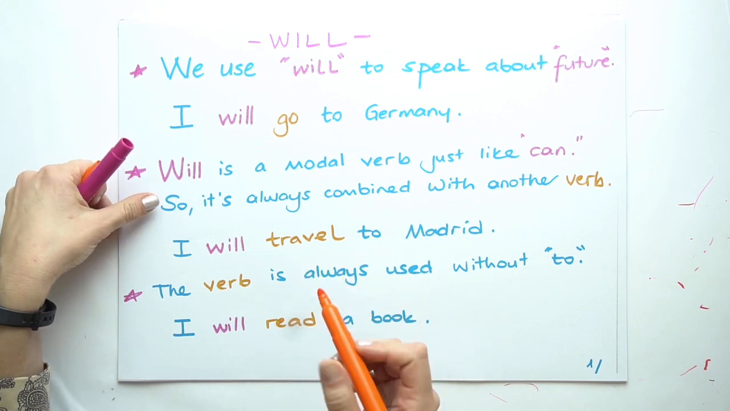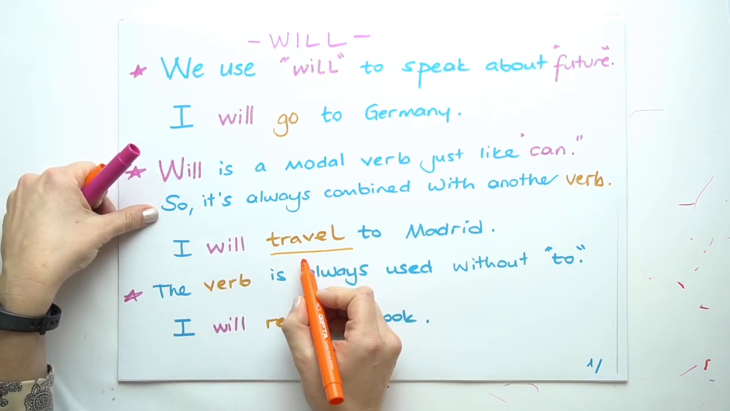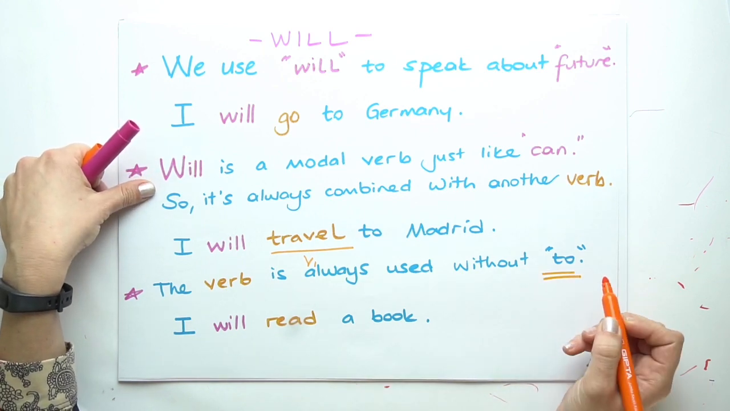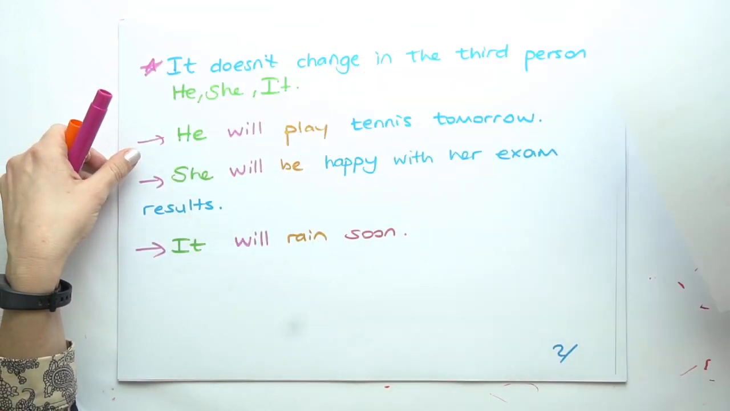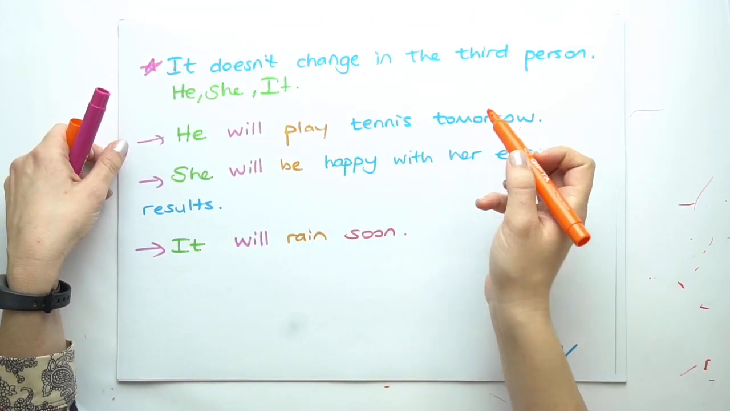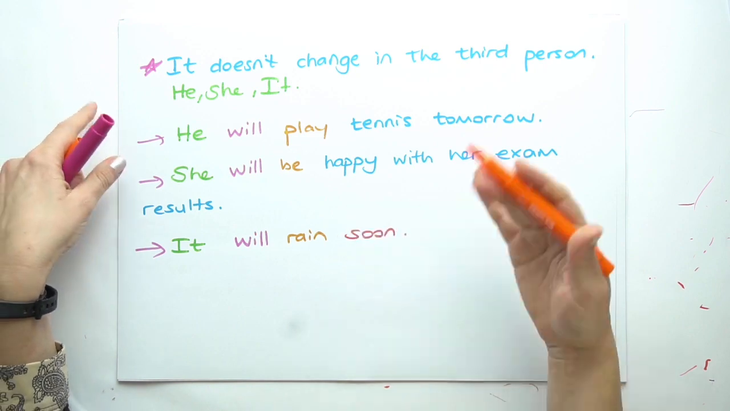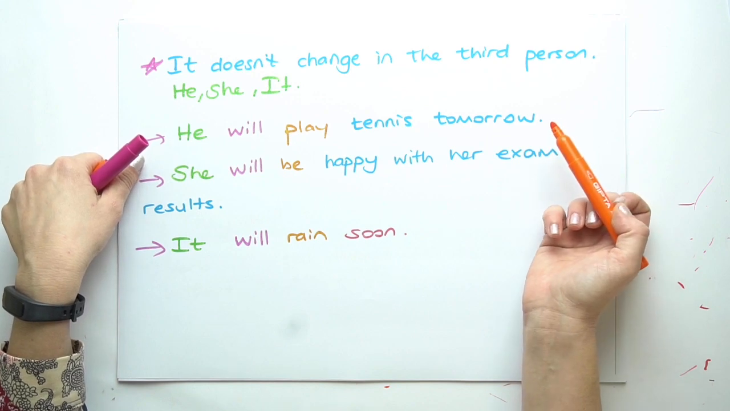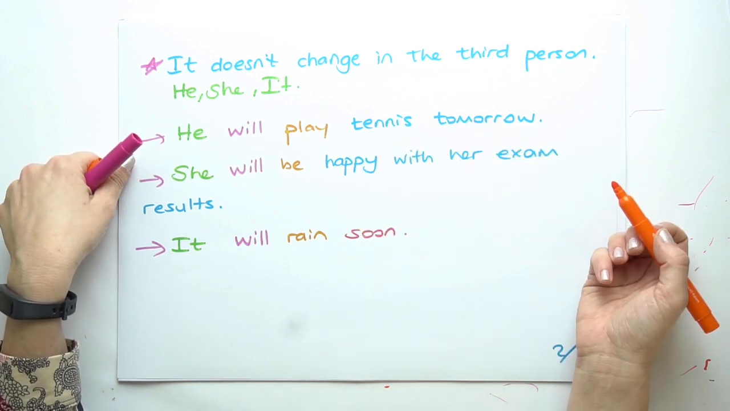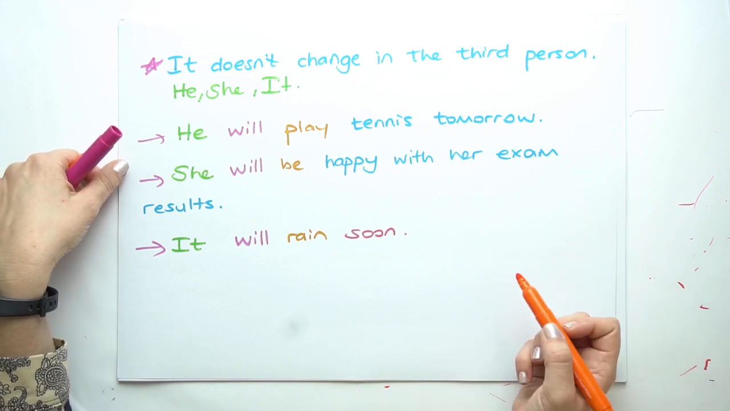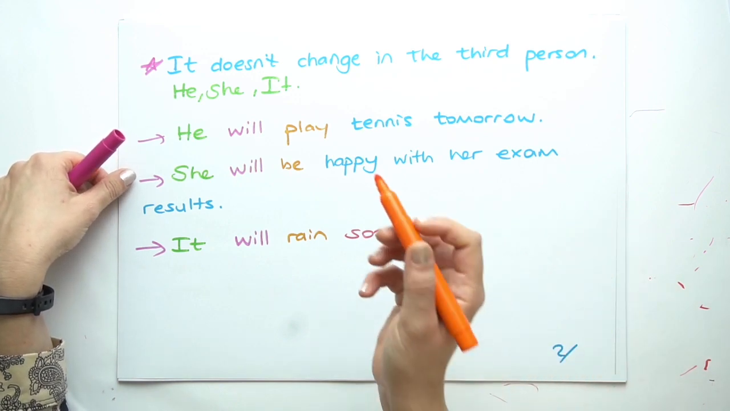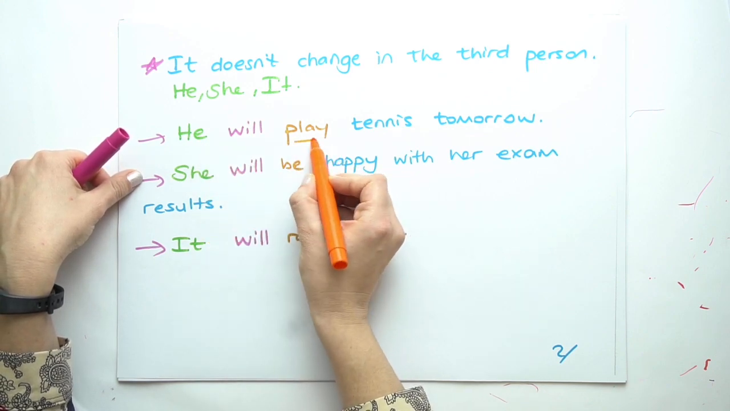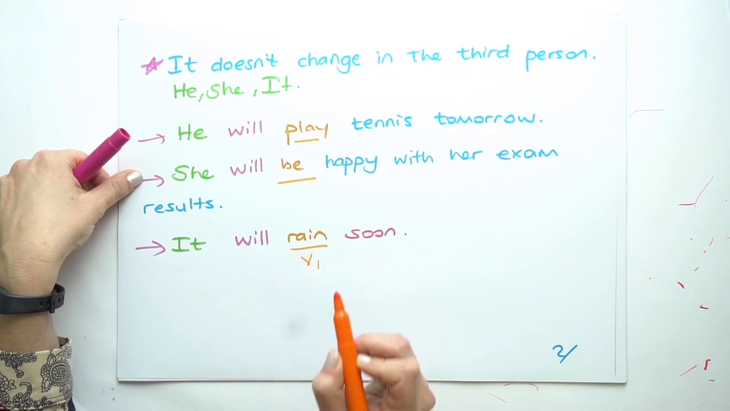As you can see in this sentence, we need to use travel in its first form. The verb is always used without to. I will read a book. It doesn't change in the third person, like he, she, it subjects. For example, he will play tennis tomorrow, or she will be happy with her exam results, or it will rain soon. As you can see, even if we're using third person subjects, the verbs are always in their first form.